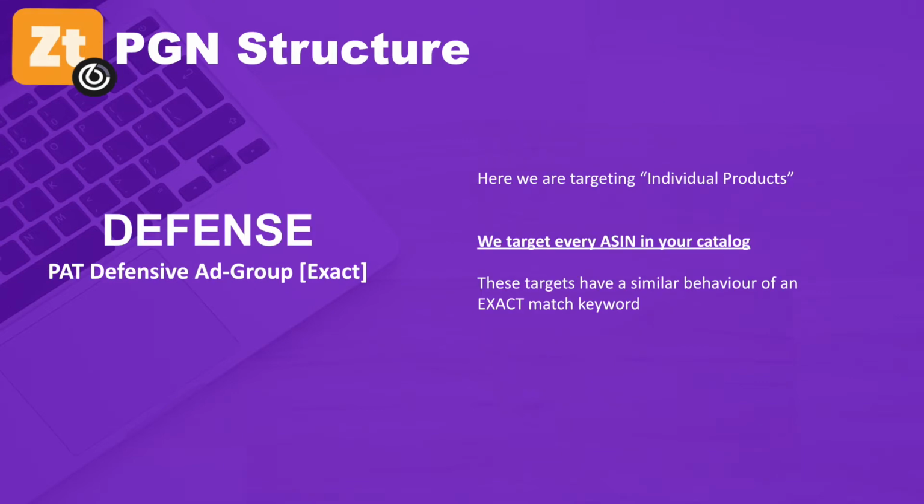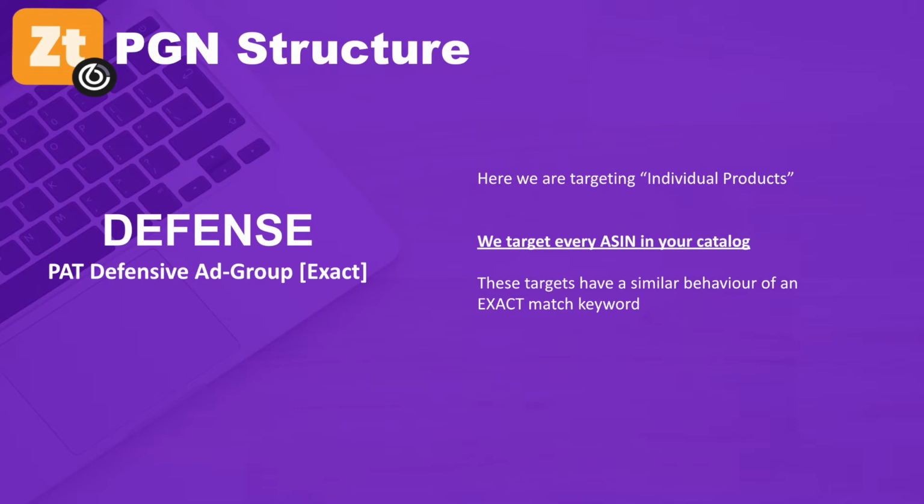The first ad group that we will create within the PAT campaign is the defense ad group. The goal of this ad group is to defend your listing and to take as much real estate as possible within your own listing with your own product, in order to improve customer retention. Here we are targeting individual products and every ASIN in your catalog. These specific targets behave similarly to an exact match keyword. This is the same strategy you will be able to leverage with just a click of a button within our PGN structure. Moving on, we covered the defense ad group.